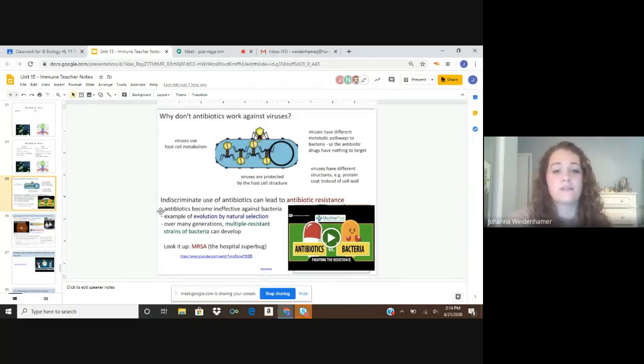Let's take a look. So first, antibiotics can become ineffective against bacteria because of a couple of reasons. First off is just evolution by natural selection. So let's say that there is a bacteria in your body that had a mutation in their DNA, and that mutation made them resistant to a specific antibiotic. All of the other bacteria are going to end up dying, but that bacteria is going to be able to survive. And guess what it's going to do? Exactly, it's going to reproduce and therefore make a bunch of these different bacteria that are resistant to antibiotics. And over many generations, multiple resistant strains of bacteria can develop over time.